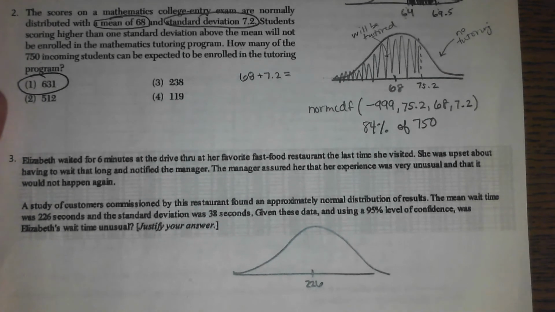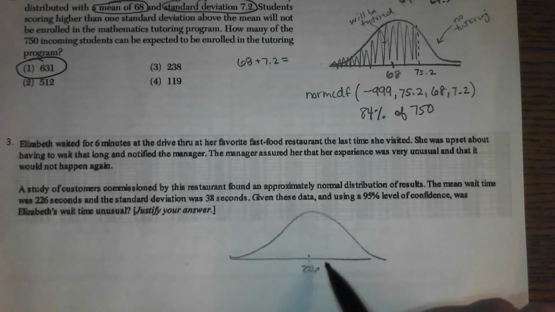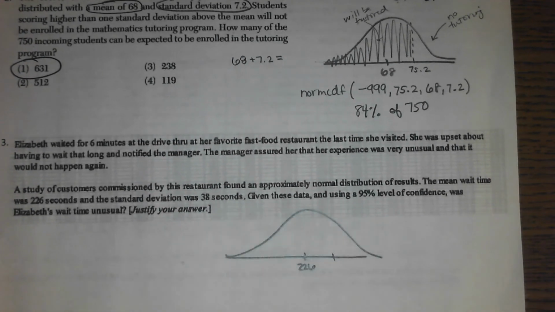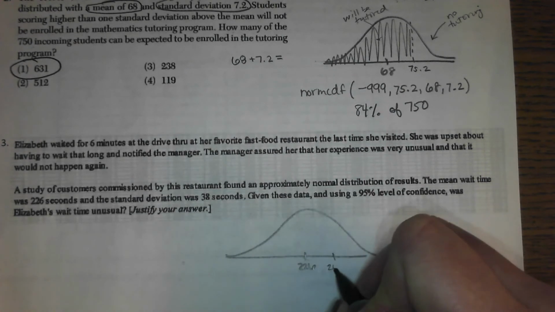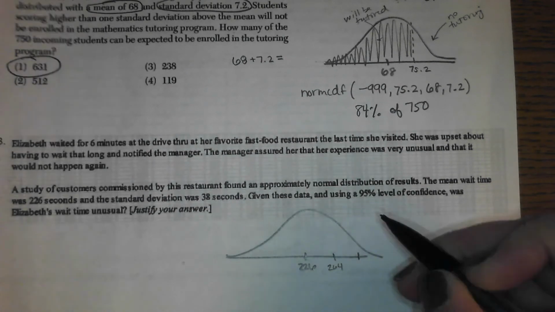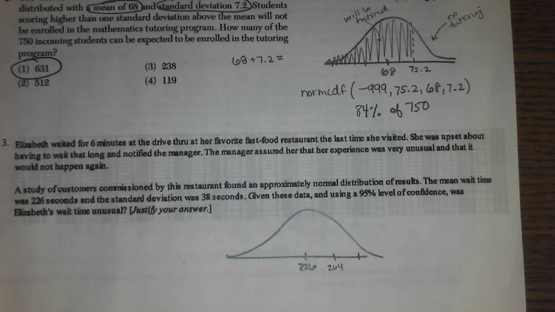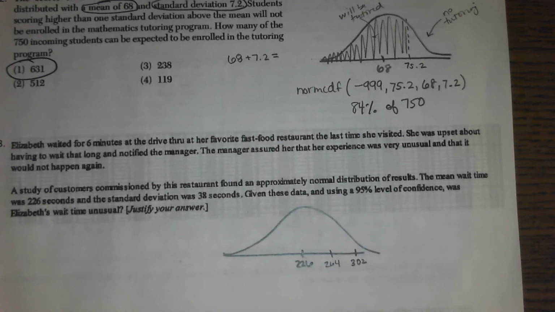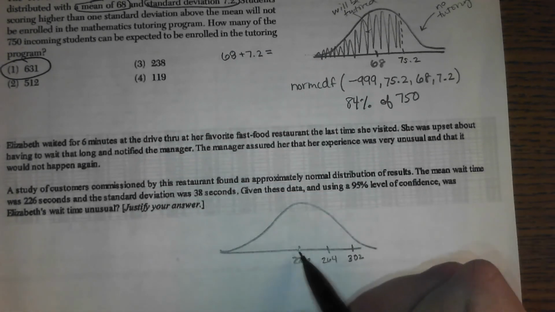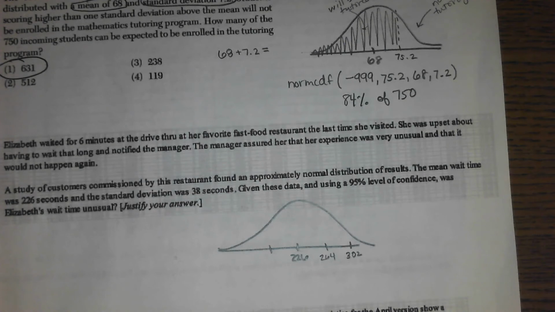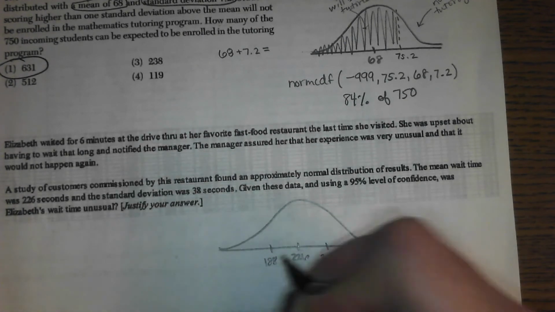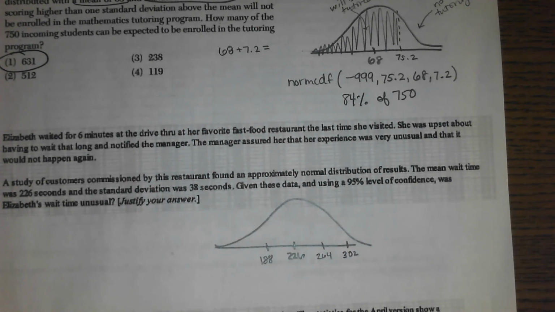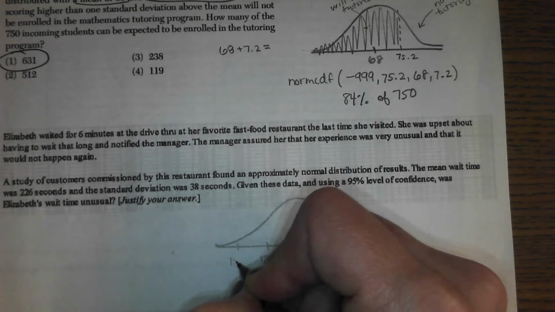And the standard deviation was 38. So if I want to get a couple of standard deviations away, 226 plus 38 seconds is 264. A second standard deviation away would be adding on 38 more to that, which would be 302. If I go down by 38 seconds to go one standard deviation below, 226 minus 38 will put me at 188. And down 38 more will put me at 150.